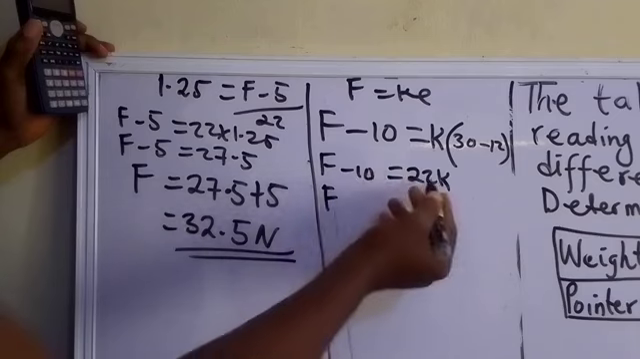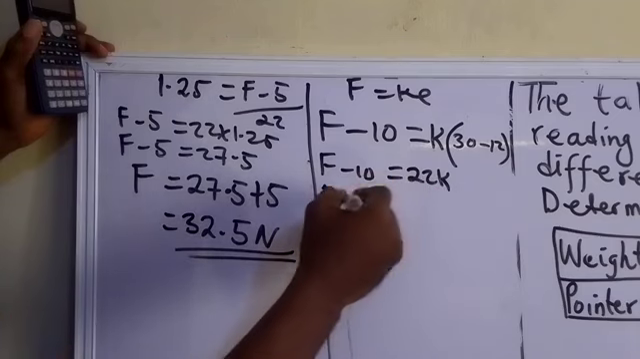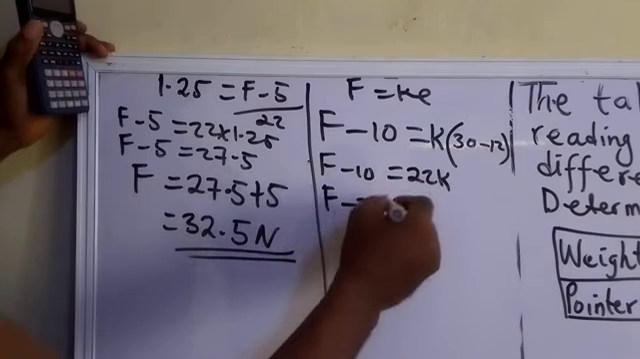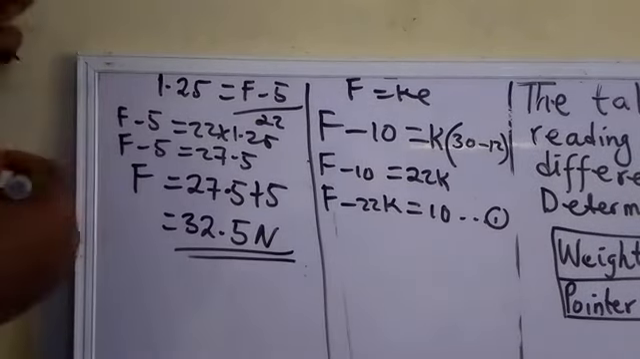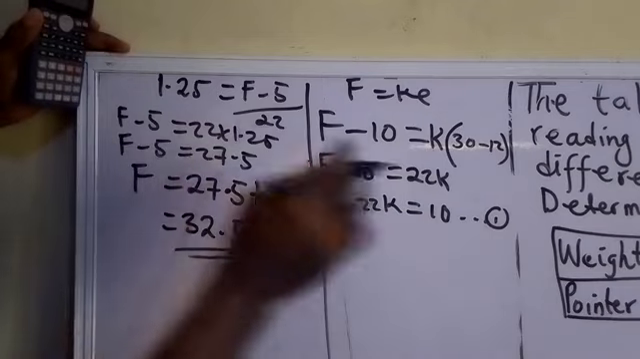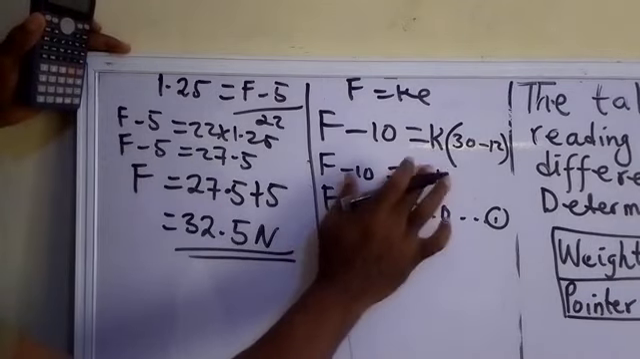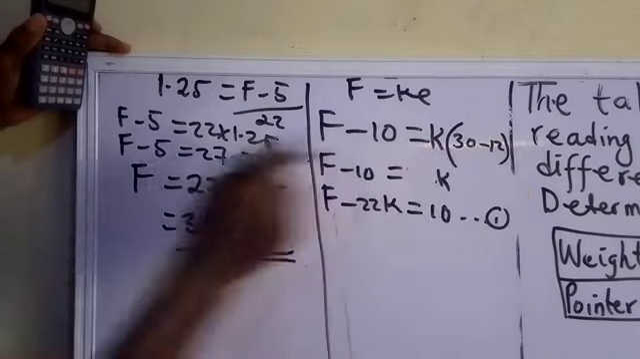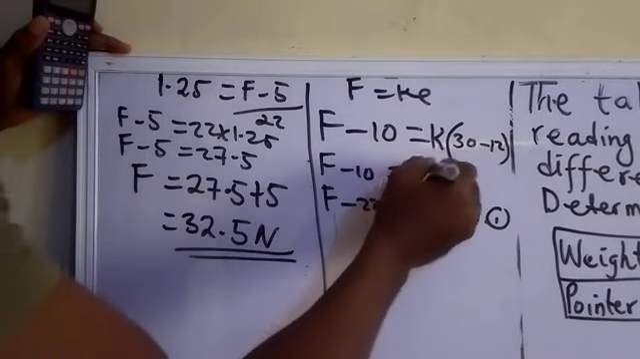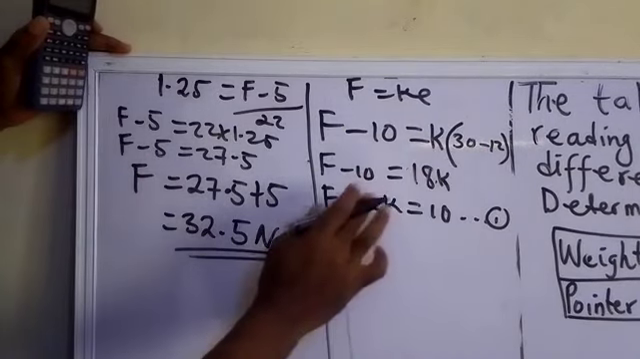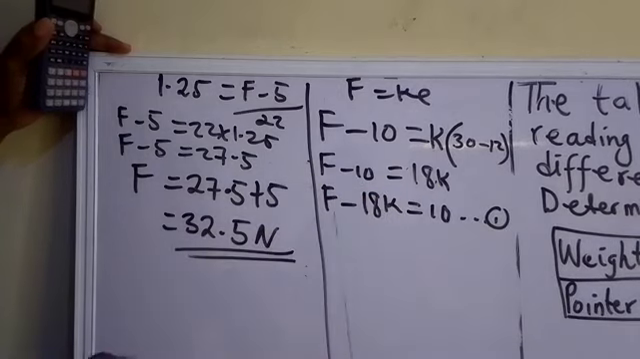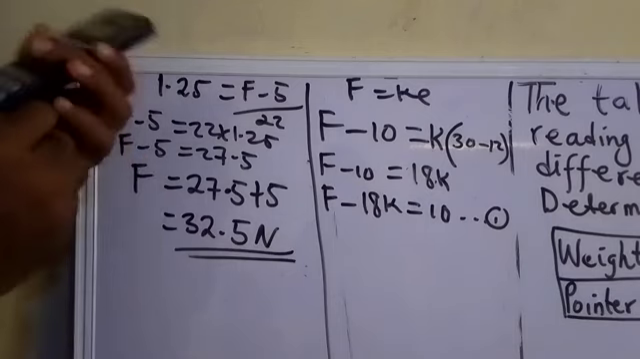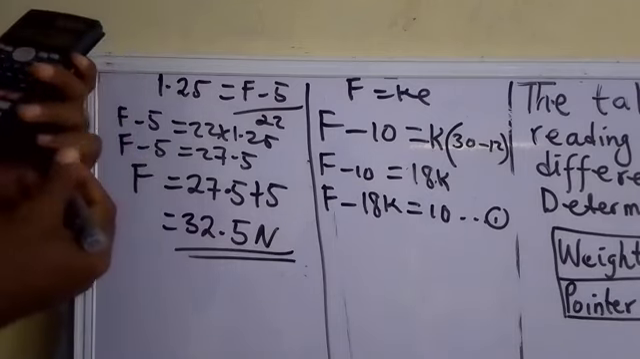F minus 10 equals 22K, crossing this side becomes F minus 22K equal to 10. Okay guys, I think there was a little wrong value there. 30 minus 12 is actually 18, and that's what we're supposed to have in here. Sorry about that.